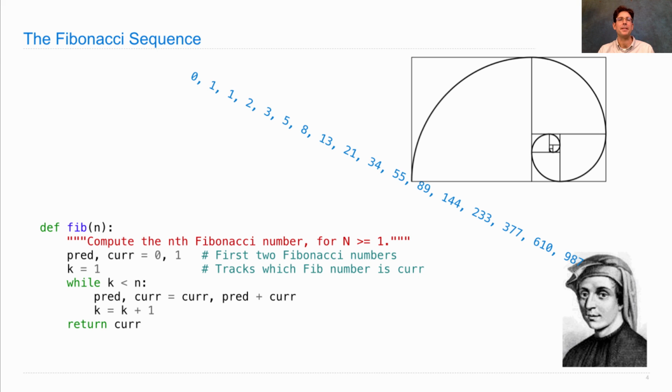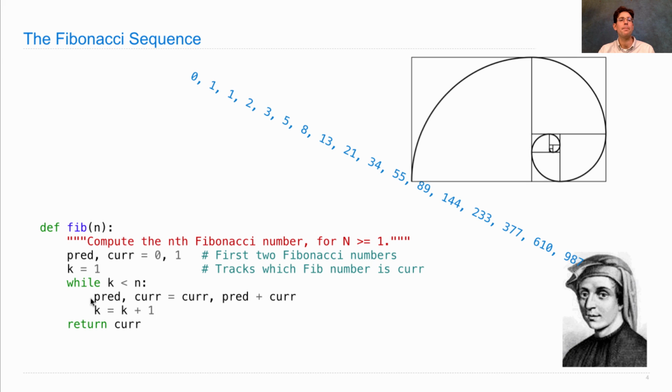How might we compute these Fibonacci numbers? Well, here's one option. We'll use a function with a while statement that just works its way up the sequence. So we start out by saying that the preceding and the current Fibonacci numbers are 0 and 1. And k equals 1 means that curr, the name, is bound to the first Fibonacci number. This one. That's the 0th. That's the first. Okay. While k is less than n, we need to advance our way up the sequence.